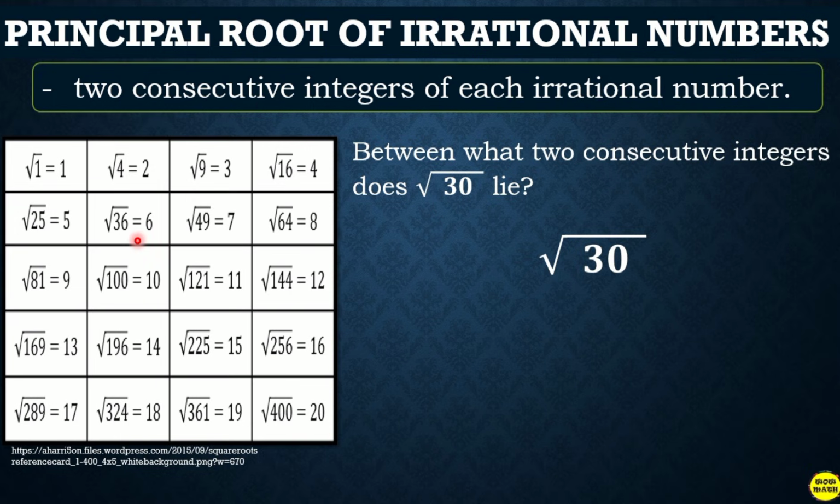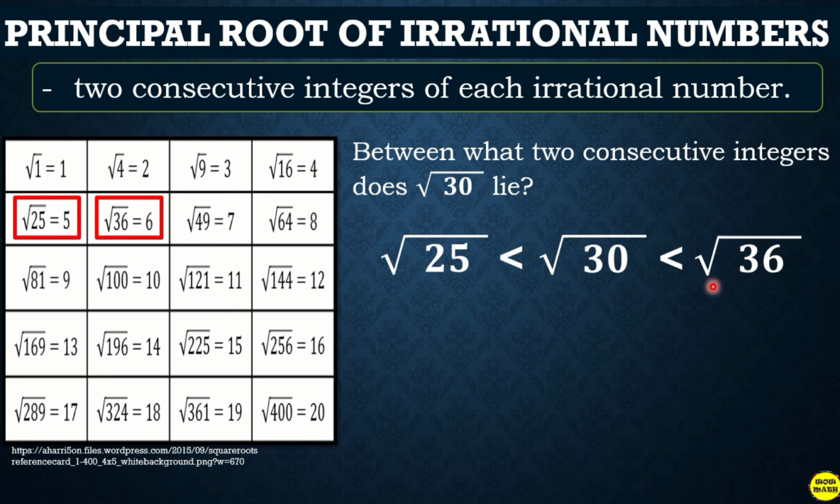So, since wala tayong square root of 30 dito kasi hindi nga siya perfect square, kukunin natin kung saan siya napapagitna. So, therefore, nasa gitna siya ni square root of 25 and square root of 36. Ito po ang kukunin nating dalawa. Kukunin natin yung mas mababa sa kanya at yung mas mataas. Okay? So, square root of 30 is greater than square root of 25 but less than square root of 36. Ulitin ko, kukunin po natin yung dalawang perfect squares na kung saan nasa gitna si square root of 30.